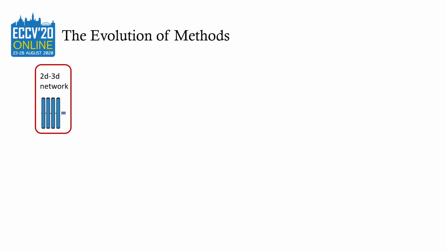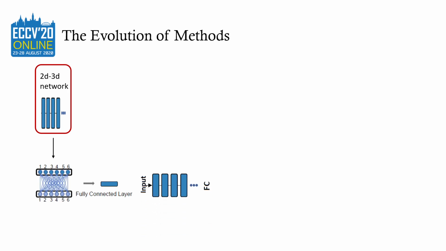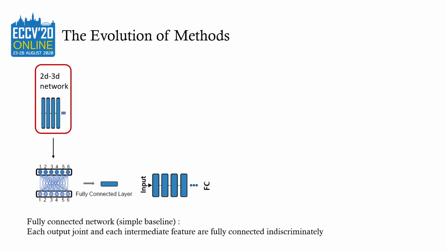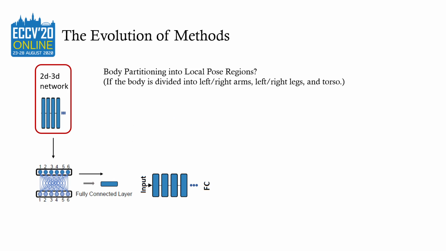For a 2D to 3D pose network, the simple baseline is multiple fully connected layers with residual connections. Each intermediate feature and output joint are fully connected indiscriminately. It allows the prediction of an output joint to be overfitted to the positions of distant joints with less relevance. So we naturally partition the whole body into local pose regions, like many previous works. To accommodate this partitioning, the FCN layers are divided into groups as group-connected layers.